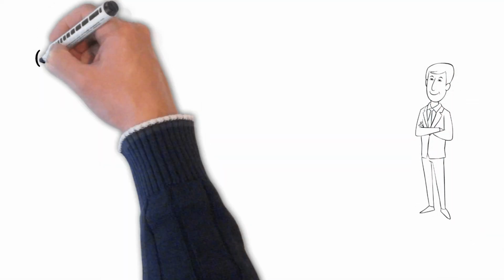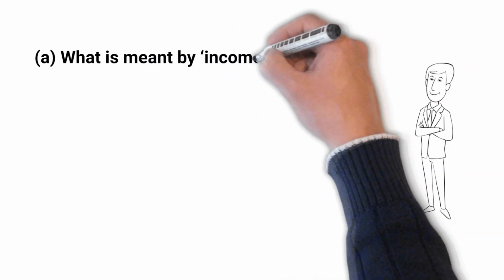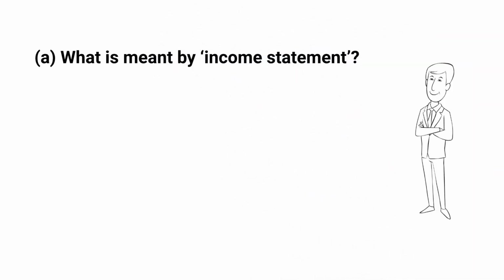The first question is, what is meant by income statement? This is a straight-up knowledge question. It is a financial document that records the revenue, costs, and profit for a given period of time. The question is worth 2 marks, and the examiner will be looking for 2 things. What it records, and it does this over a period of time.